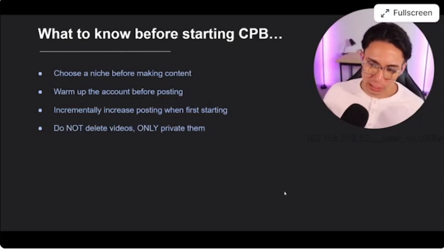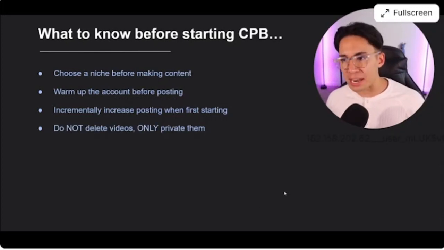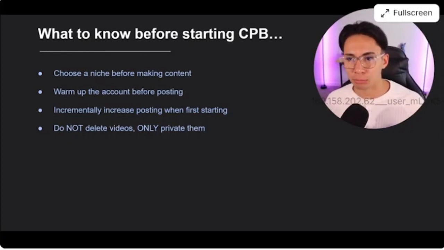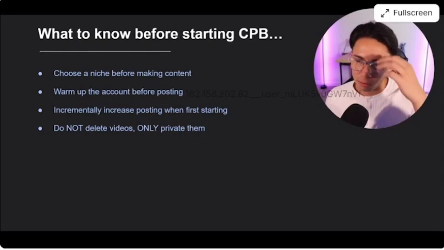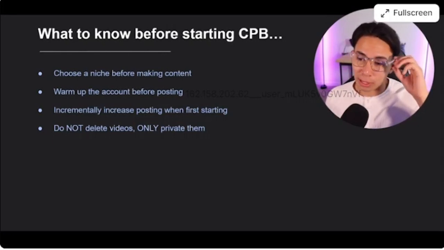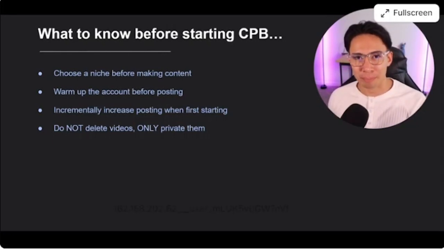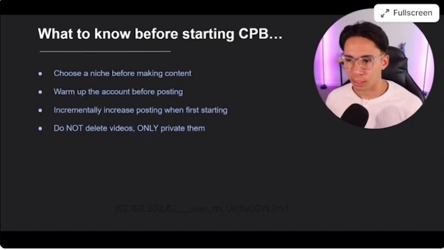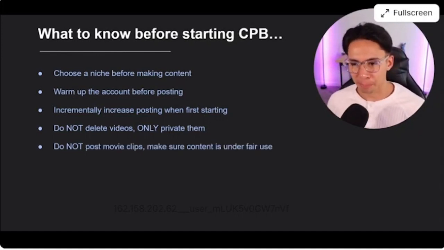Do not delete videos. This is a huge one. Never delete a video, no matter what. Even if you get a community guidelines violation, never delete a video. It's not worth it. TikTok hates it. TikTok will punish you for it. They'll either shadow ban your account, they'll stop pushing your videos out, right? They'll suppress your channel. It's horrible. Never delete videos. Never. Only private them, or friends only if you have to. Only private the videos, don't delete.